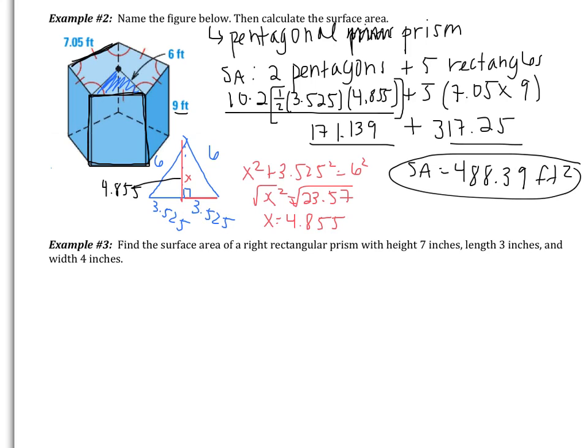One thing I would like to point out, this number right here is the lateral area. So occasionally I'm going to ask you to find the lateral area. That means just the lateral faces, not the bases. So if I had asked you to find the lateral area, your answer would be 317.25.